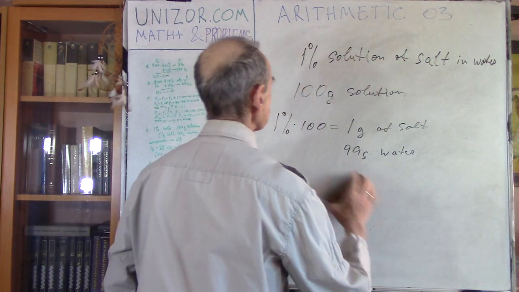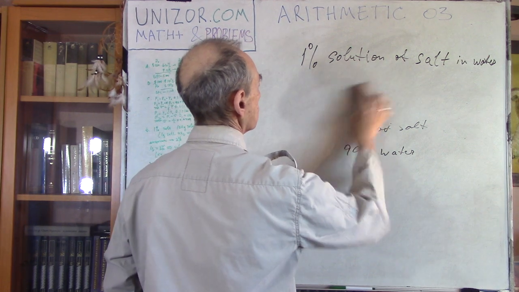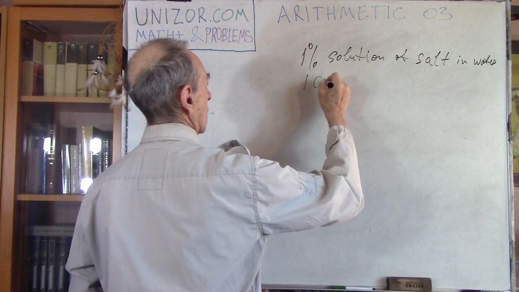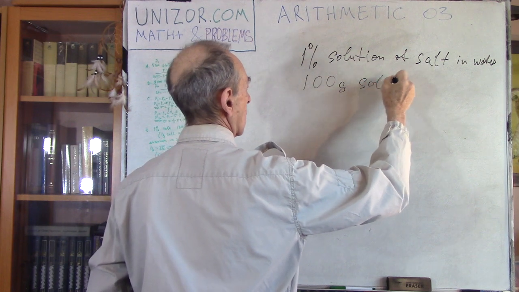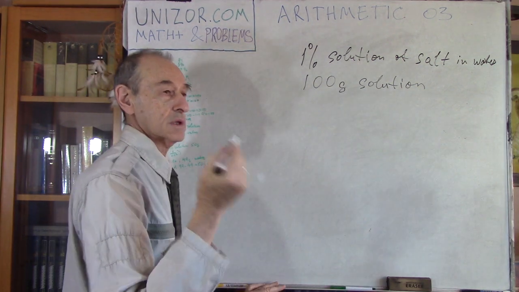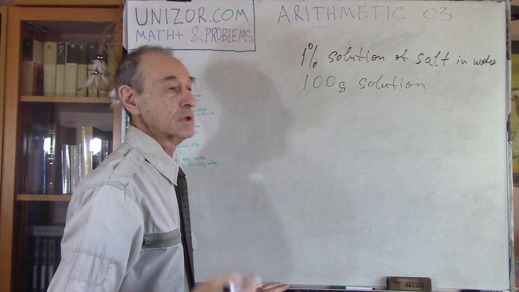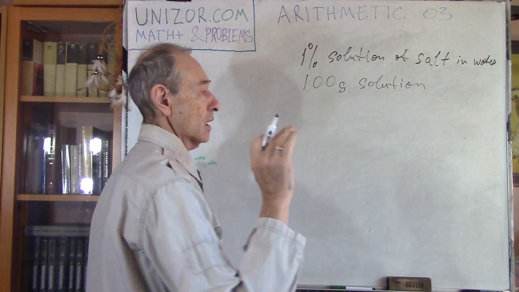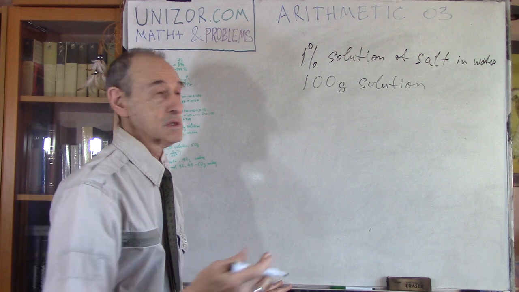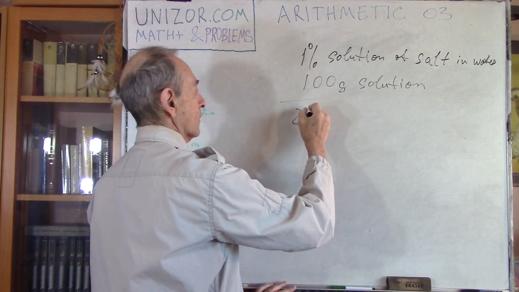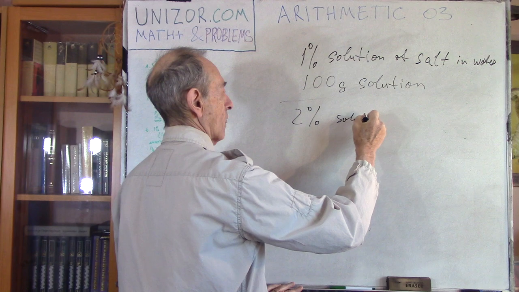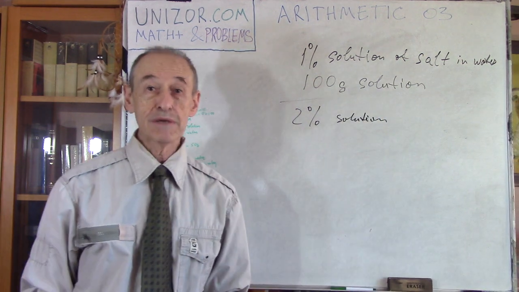Now the problem. Let's say you have one solution, 100-gram solution of salty water, which means 1% is 1 gram of 100 and the 99 grams of water. Now, this is in a glass, let's say, and the glass is standing on the table and the water evaporates. Now, after a certain amount of time, whatever remains in the glass is 2% solution. Question is, how much water has been evaporated?